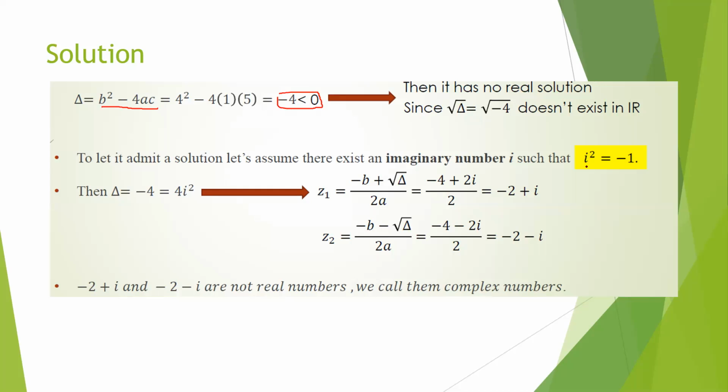Imaginary numbers. Okay, so we say i squared equals minus 1. So delta is minus 4. I can change it to 4i squared. And we get two imaginary roots: minus b plus radical delta over 2a, and minus b minus radical delta over 2a. Any questions about this slide?